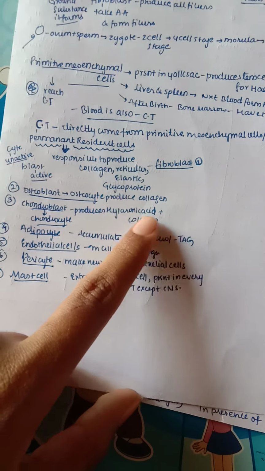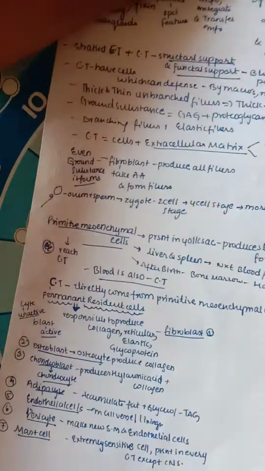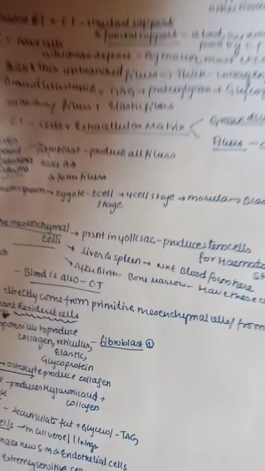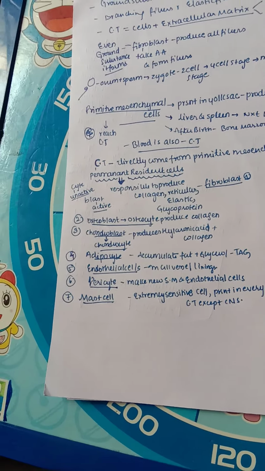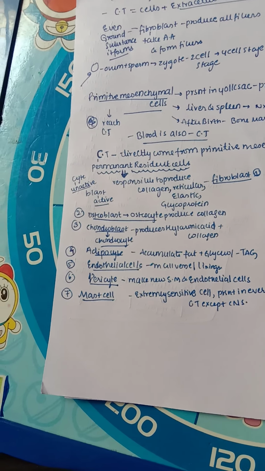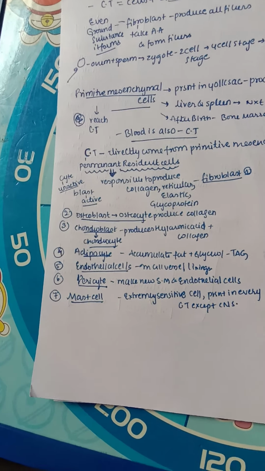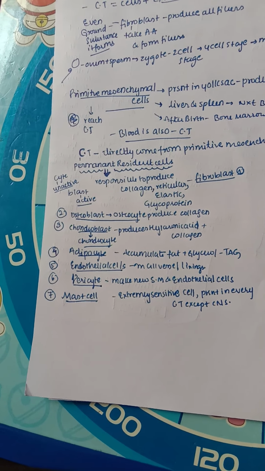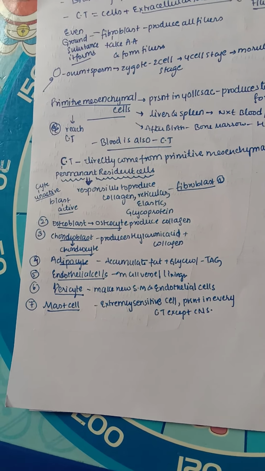So this mainly produces collagen. Even the osteoblast, that is the bone forming cell, also produces collagen, because bone is also made up of collagen fibers for its strength, so collagen provides great support. The chondroblast can also convert to a chondrocyte when it is inactive. The chondroblast produces hyaluronic acid and also collagen. And the adipocyte mainly accumulates fat and glycerol, we know. So fat along with glycerol forms the triglycerides, so we know that.